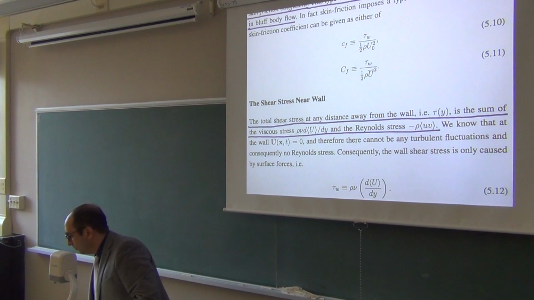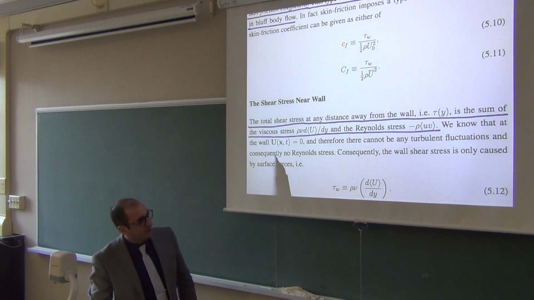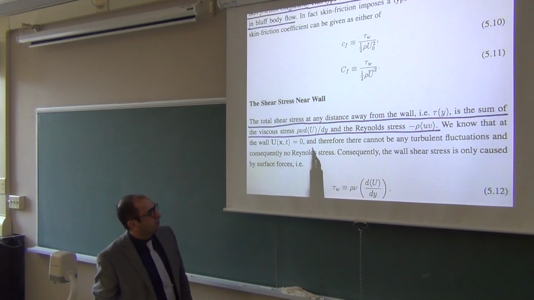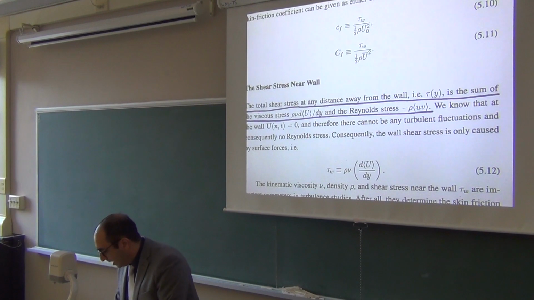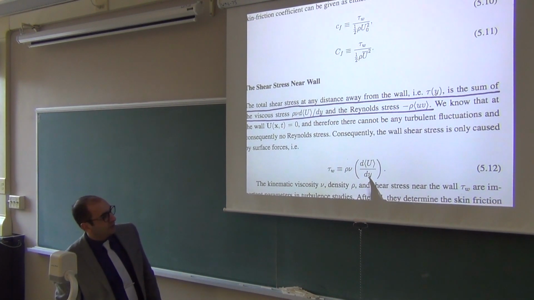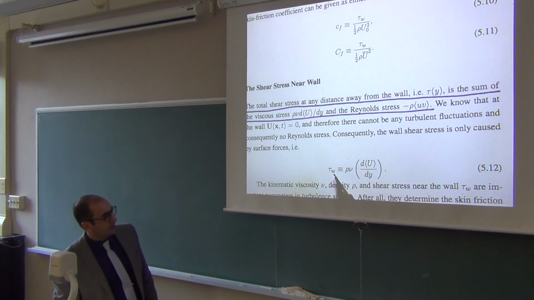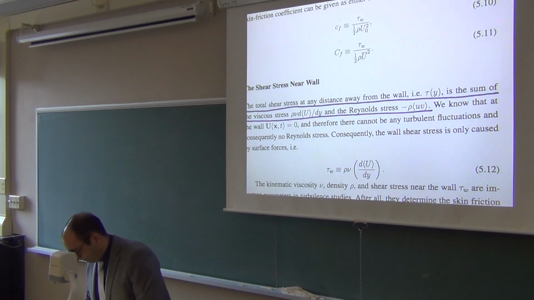And we know that at the wall, mean velocity is 0, so there cannot be any turbulent fluctuations, and consequently no Reynolds stress. In other words, at the wall there's no term left for the turbulent stress. All of the shear stress is coming from viscous stress. So the turbulent part dropped.